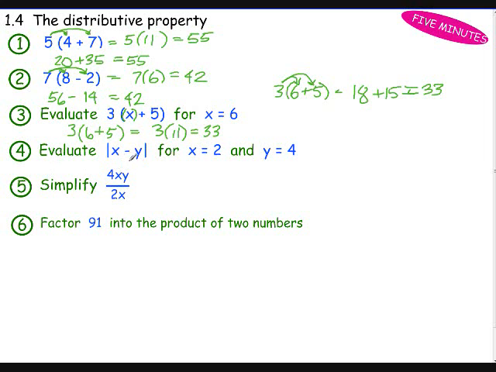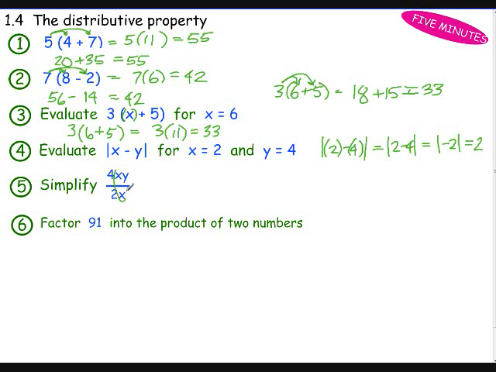Let's evaluate this one. We've got the absolute value. My x is equal to 2, and I'm going to be subtracting whatever I have for a value of y, which is 4. So that's the absolute value of 2 minus 4. It's the absolute value of negative 2, which is always positive, the negative gets stripped away, 2.